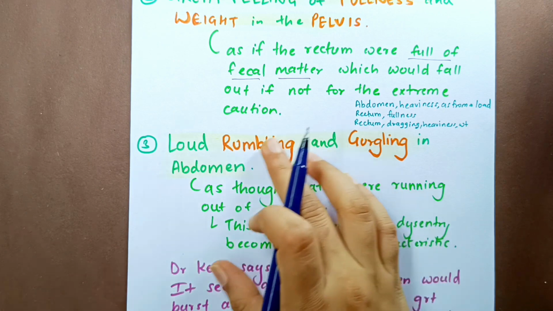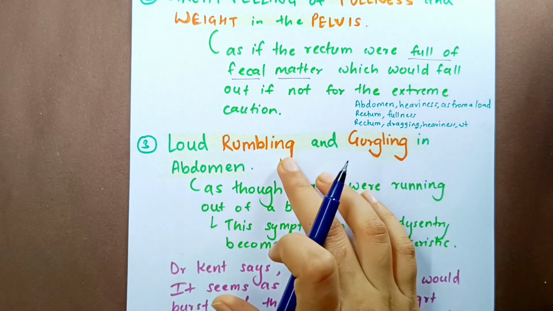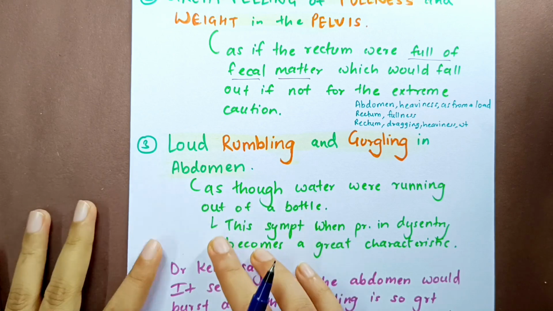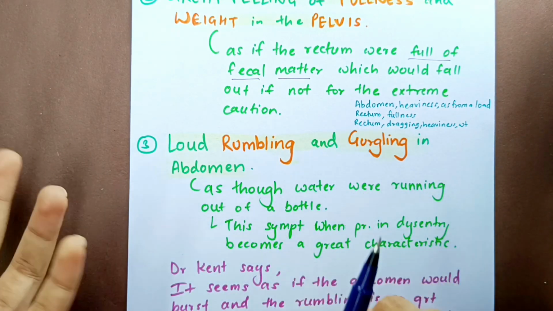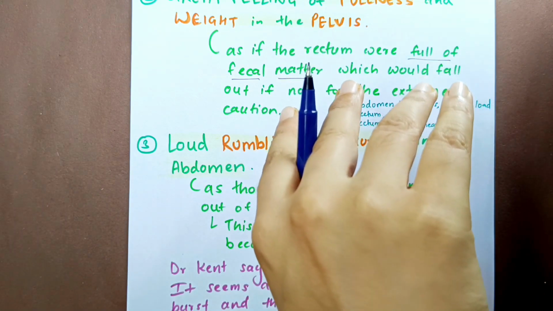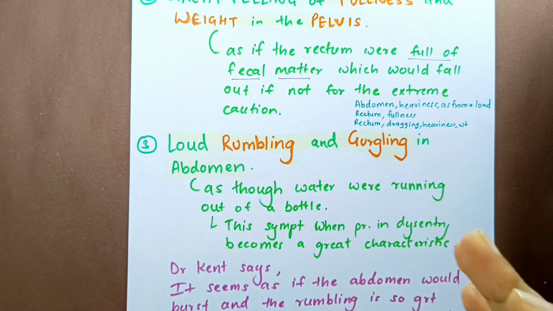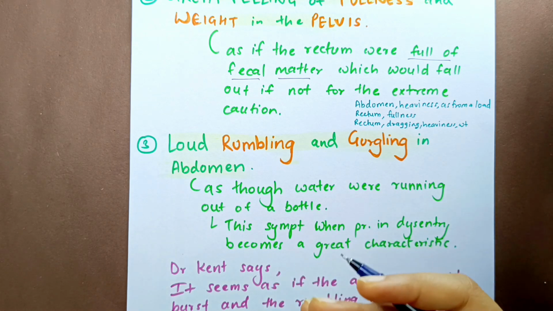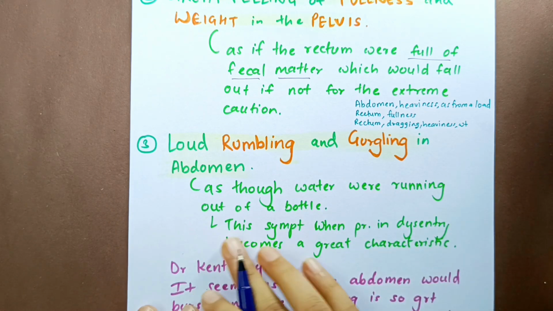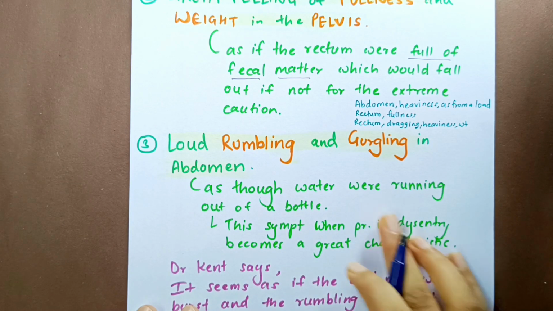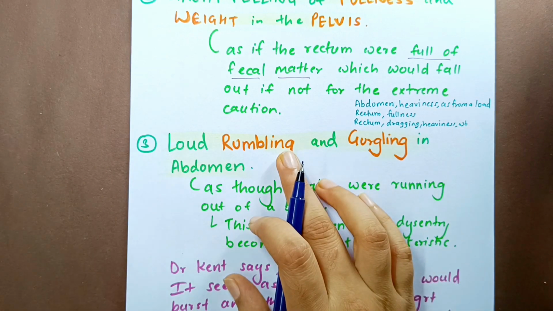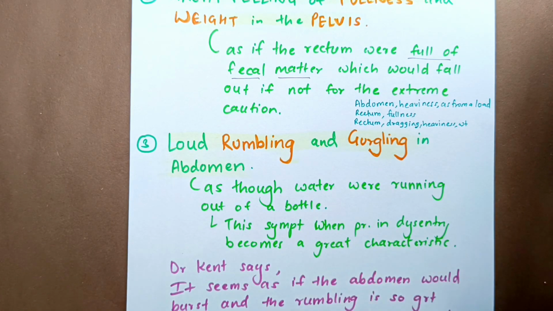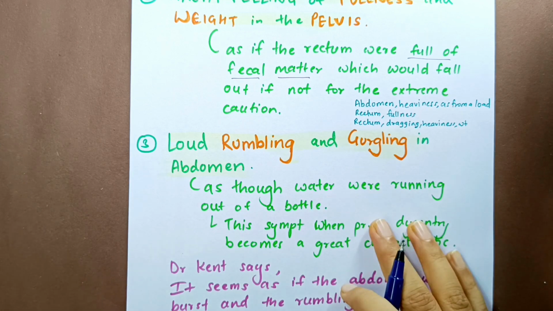So there's this saying in Hindi. There's this loud rumbling and gurgling in the abdomen in aloe, as though water were running out of a bottle. If you take the cap off a bottle and run the water out, the exact noise it creates is how aloe sounds in the abdomen of these patients. When this symptom is present in dysentery, it becomes a great characteristic. This is what Dr. N.M. Chaudhary tells us, he gives us a tip: if you find this symptom in your dysentery patient, it will actually lead you to this remedy. So there's loud rumbling and gurgling.